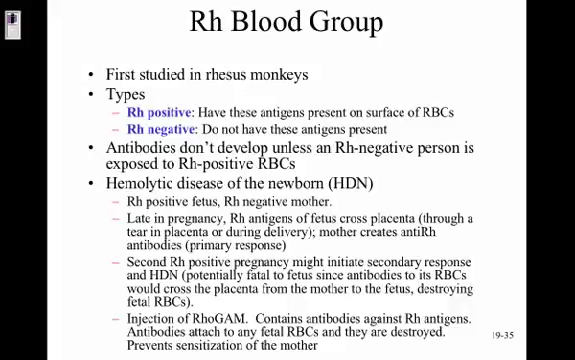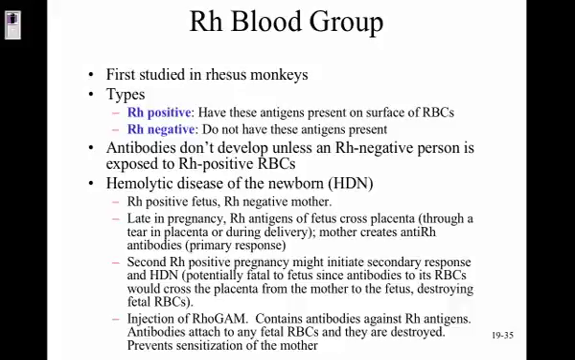And normally you do not have antibodies associated with those in your system unless an Rh negative person, so you don't have those Rh antigens on the red blood cell, is exposed to an Rh positive red blood cell. Then your body will develop those antibodies, and the next time you're exposed, it's going to coagulate that blood.